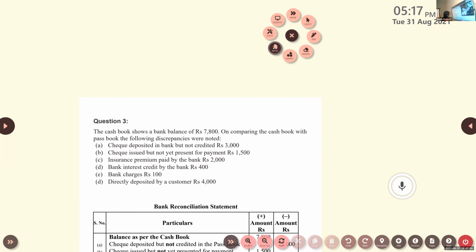We'll do this problem. Try to complete it as homework. Try to do it. We'll do it in the next class.